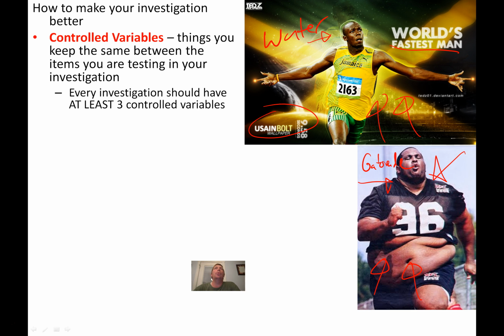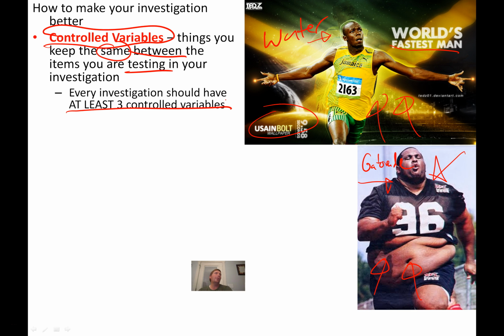Our second type of variable we have in investigations are what are called controlled variables. And these are things that you keep the same between the things that you're testing in your investigation. So what you do with a controlled variable is you have your investigation and you try to make it so everything between the two things you're testing is the same except for your manipulated variable. You try to make it so the only thing that is different between the things you're testing is your manipulated variable. Now, an important thing to note about controlled variables, a good experiment should have at least 3 controlled variables. A good investigation should have at least 3 things between the 2 things you're testing that are the same.